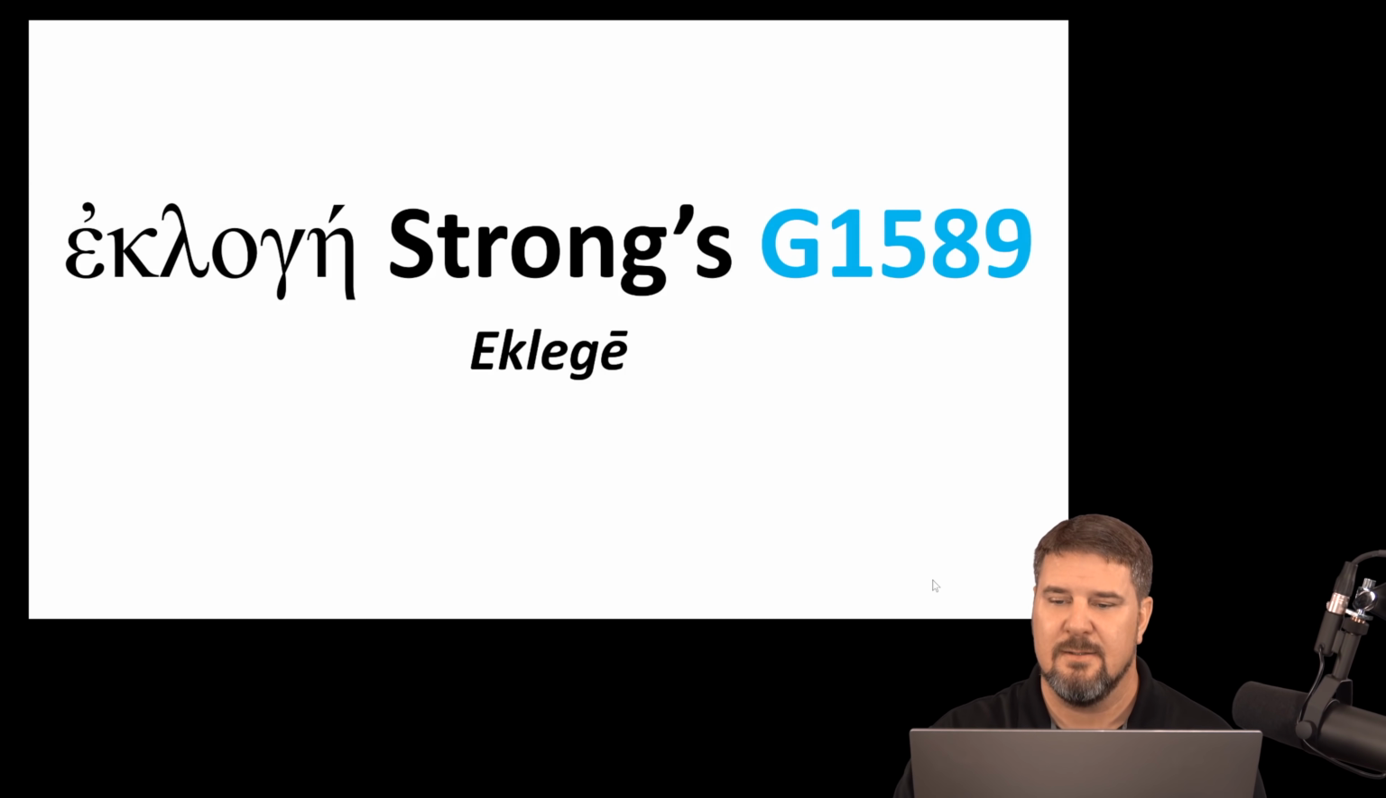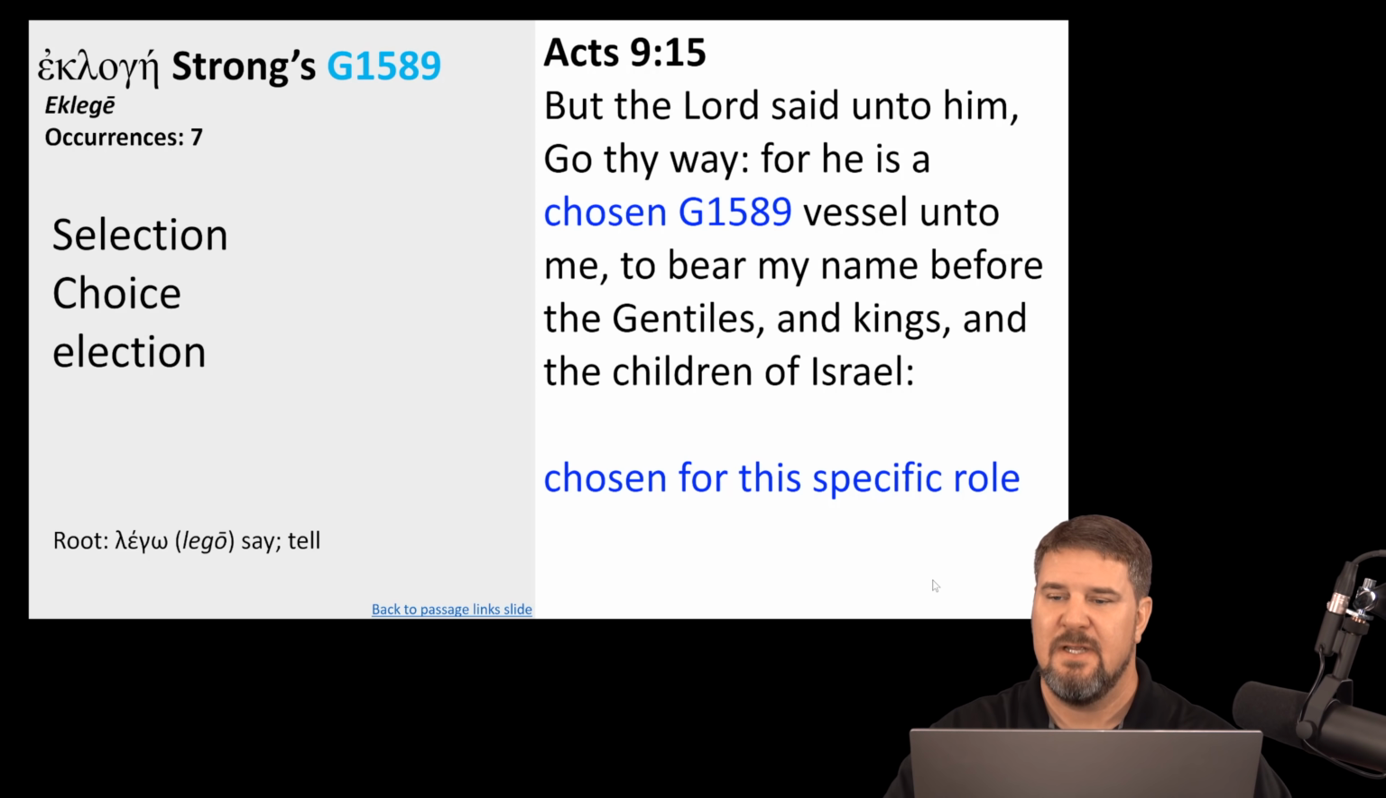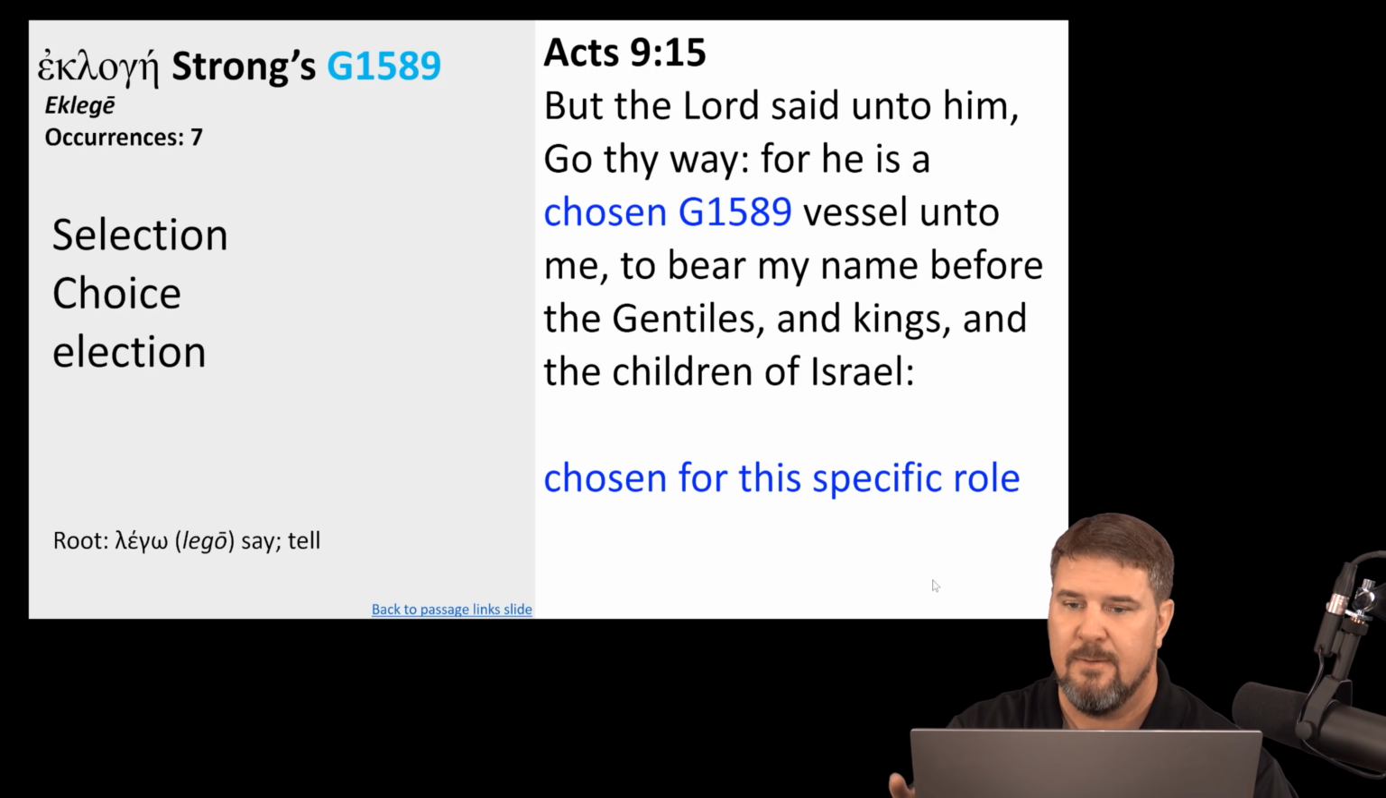And then we'll go to Greek Strong's 1589, eklektos. Acts 9:15, but the Lord said unto him, this is Paul, the Apostle Paul's conversion experience, for he is a chosen vessel unto me. Not to be saved, but to do something, to serve in a certain capacity, to bear my name before the Gentiles and kings and the children of Israel. He is chosen for this specific role, not just to be saved.